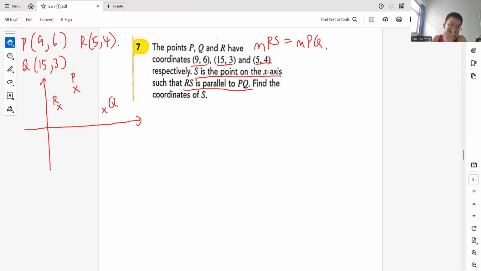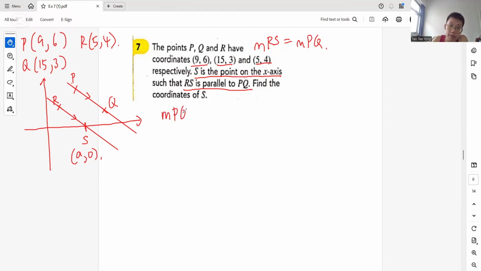Then let's try and draw a parallel line. Something like that. It seems like they're parallel, so basically they are supposed to be parallel. And then this is our S. Because S is the point on the x-axis, let this be a, comma 0. So basically we have to find out the gradient of PQ.